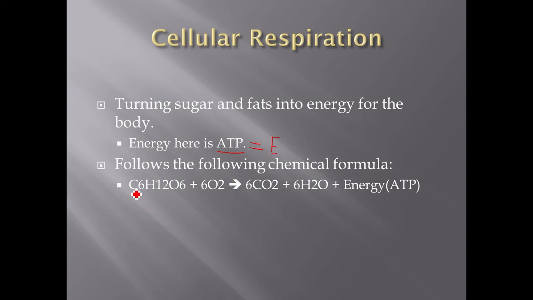Now, it follows the following chemical formula. It takes one molecule of glucose. This C6H12O6 is just a fancy chemical term for glucose. So I'll put glucose here. Not spelled very well because the C is terrible. Sorry about that. Then it takes 6 oxygens and it creates 6 carbon dioxides and 6 waters plus energy in the form of ATP. That's the basics.